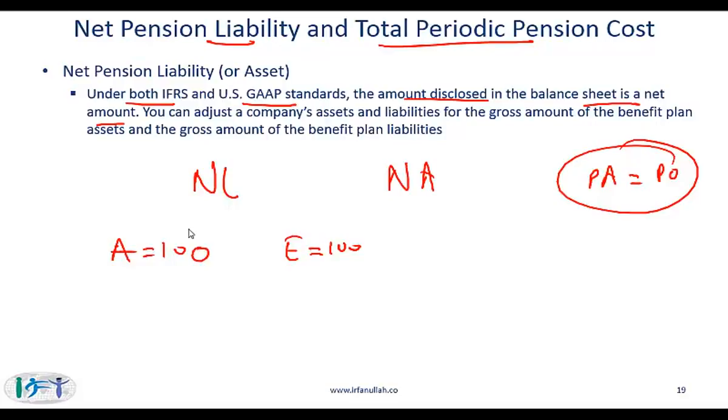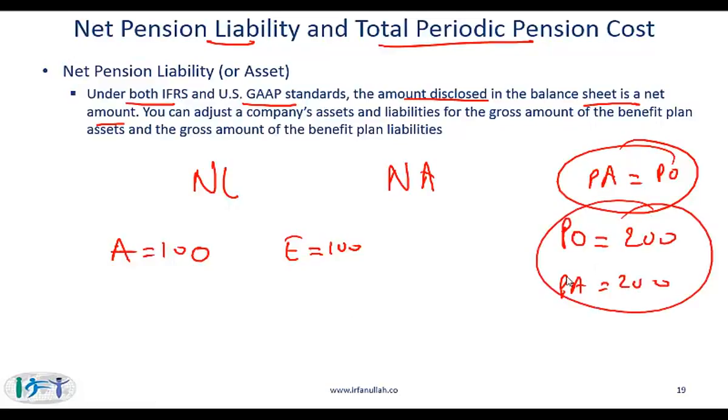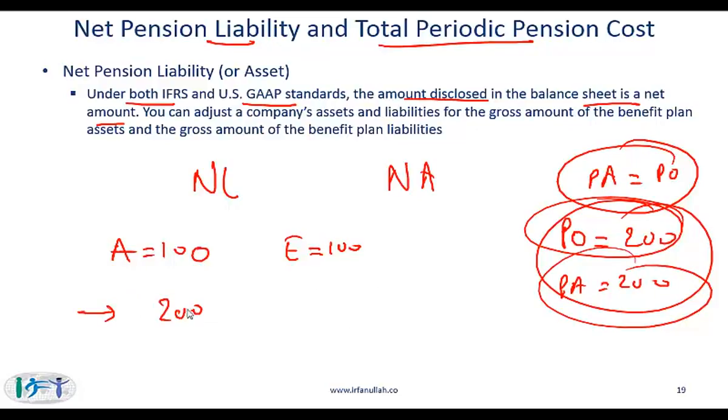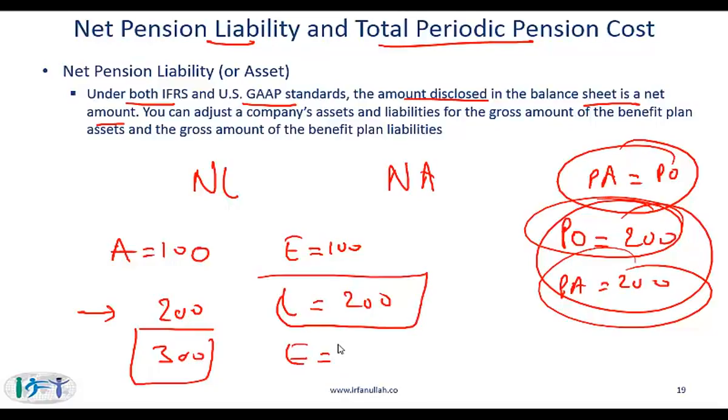But let's say that this company has a huge pension obligation. Let's say that the pension obligation is equal to 200 and the plan asset is also equal to 200. What is reported on the balance sheet for the pension? 0. But if we actually take the full numbers into account, then what is happening to the asset number? The asset is then actually increasing by 200 to 300. What is happening to the liability number? The liability number is now 200 and overall equity obviously has to be the same, right?